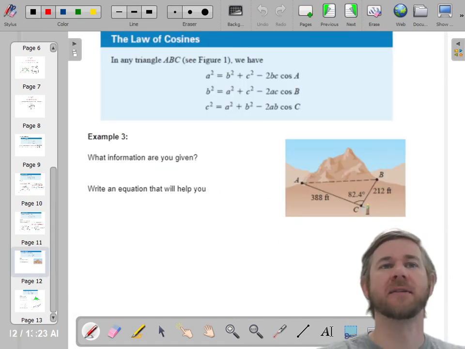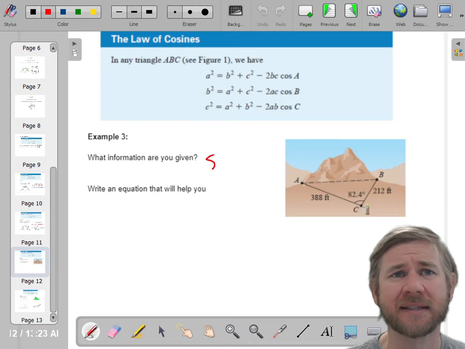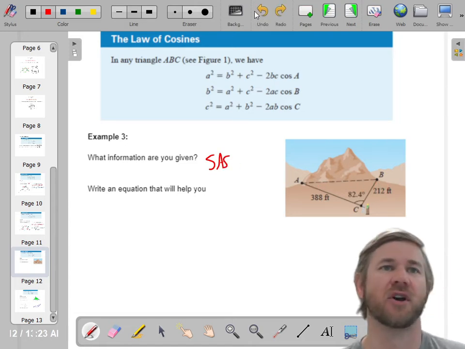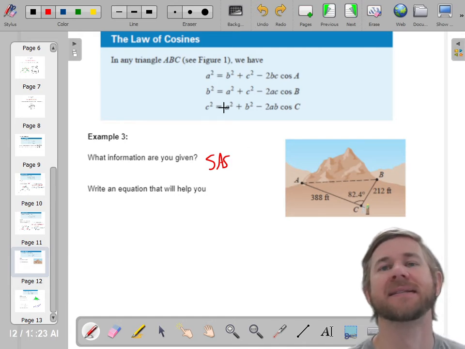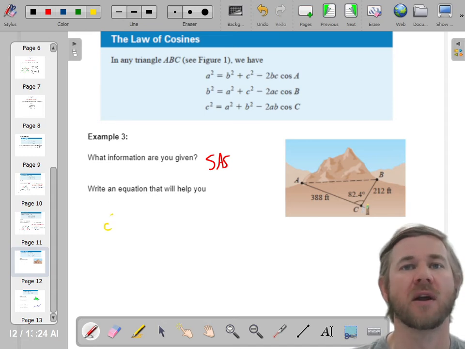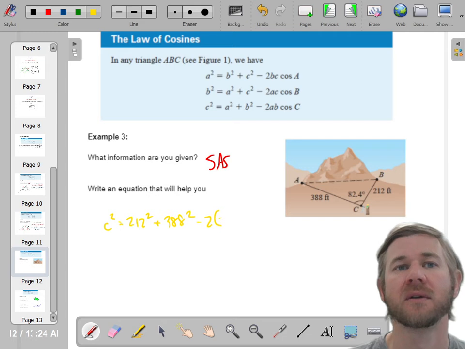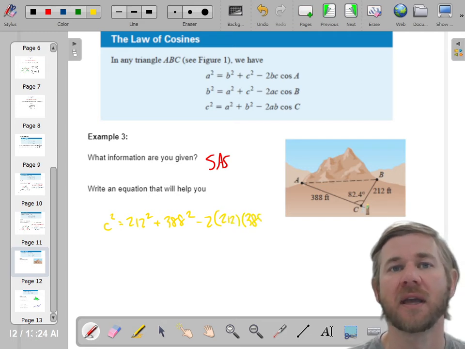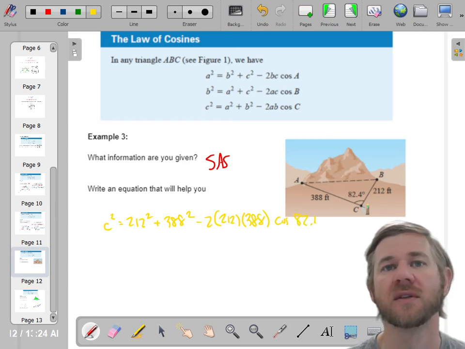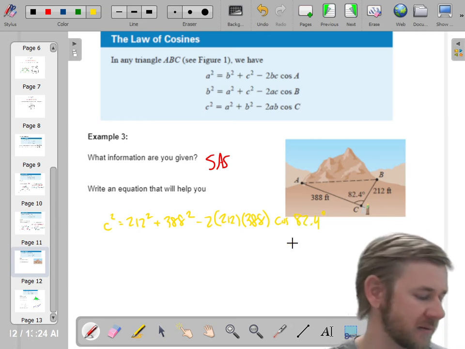Let's do maybe one more together. What do we got here? SAS, side, angle, side. Okay, what are we trying to find? Just solve the triangle, I suppose. So let's find this missing side. That would be c. So I'm trying to use c squared. C squared is a squared, which is 212, plus b squared, 388. These are big numbers. Minus 2 times 212 times 388 times the cosine. Do I know big C? I do. 82.4. So this is going to be the easy one. Solve for the side. No big deal.